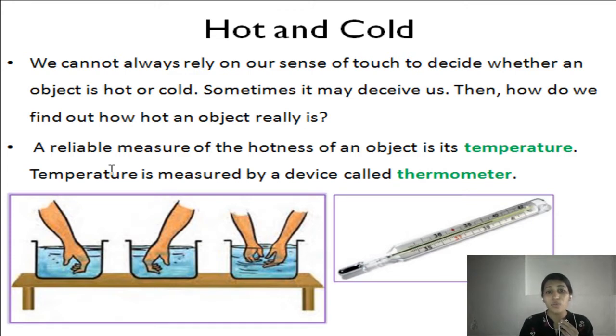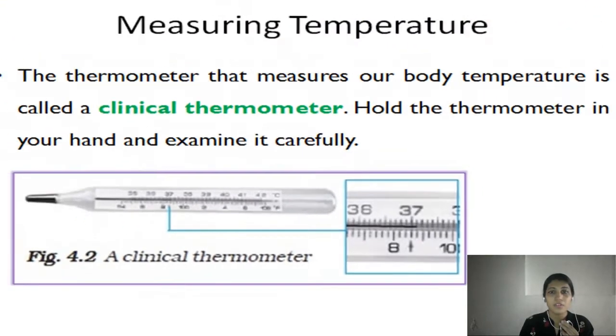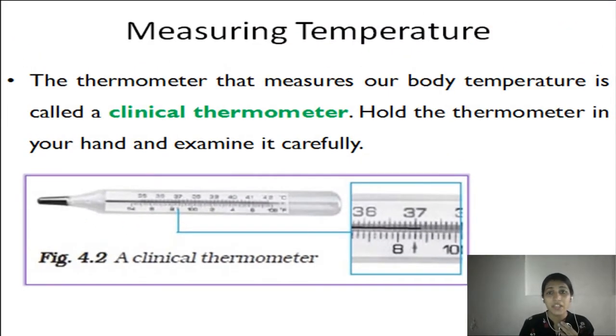Then how do we find out how hot an object is? A reliable measure of hotness of an object is its temperature. Temperature is measured by a device called a thermometer. Have you seen a thermometer? Recall that when you or someone else in your family had fever, the temperature was measured by a thermometer.